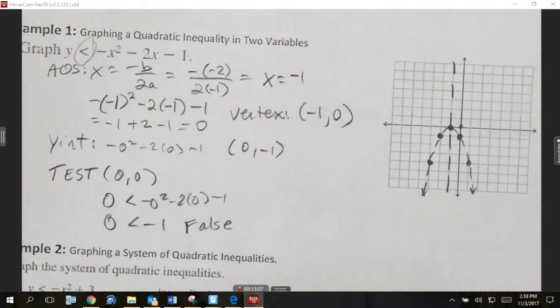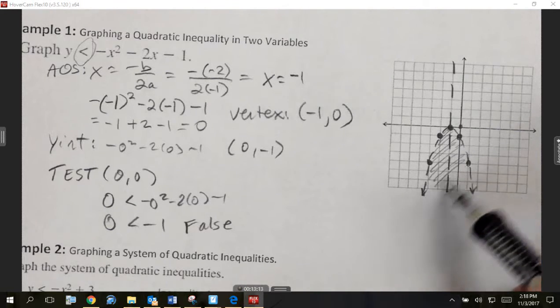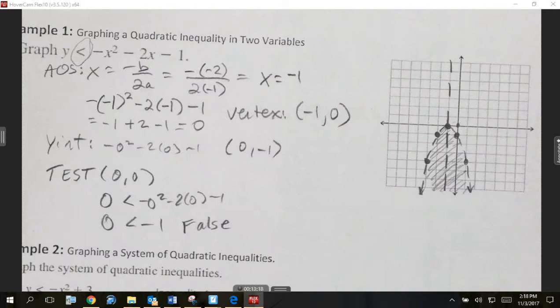So where do I shade? Inside your parabola, right? Please don't shade so crazy dark that I can't see that it's dashed. I don't feel like you have to fill in the space completely.